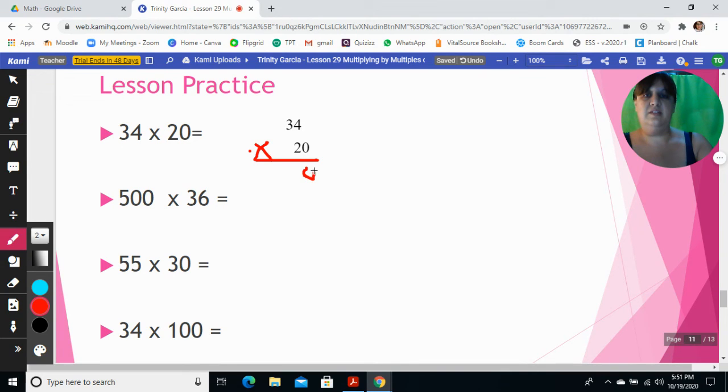That's our first step. Now, 2 times 4 is 8, and 2 times 3 is 6. So you've got your problem done nice and easy. Okay, you do the next 3 by yourself. Remember to put the ones that are the multiples of 10 on the bottom and shift them over, and that will make your life so much easier.